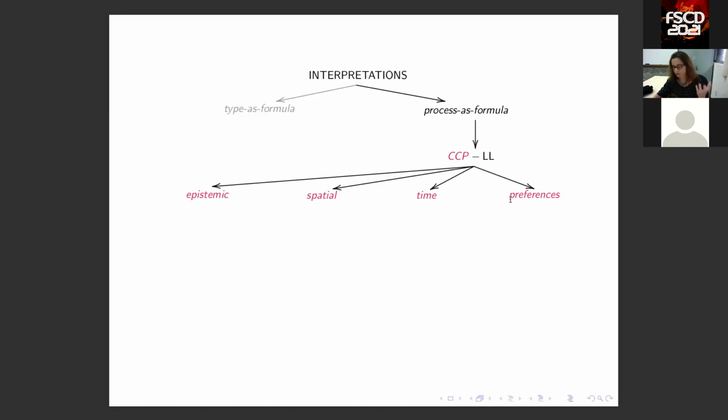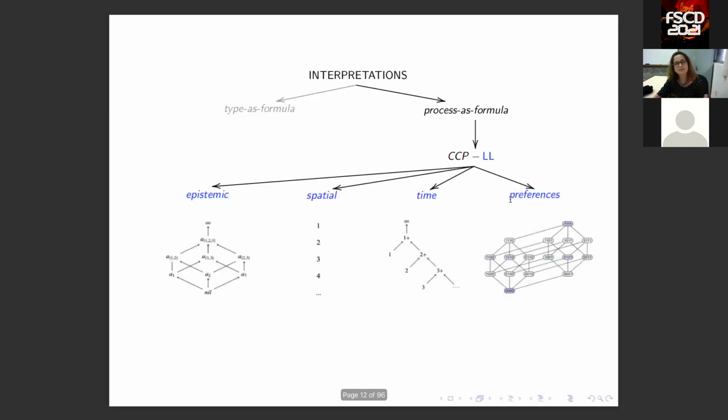So what we're going to do is also to see what happens when you go to linear logic. How can you reason about all these features in linear logic as well? We're going to do that using what are called sub-exponentials, but it's nothing else than multimodalities. And what we're going to see is that by arranging these sub-exponentials or multimodalities in different ways, you have different flavors or different behaviors, like epistemic, spatial, and so on, okay?